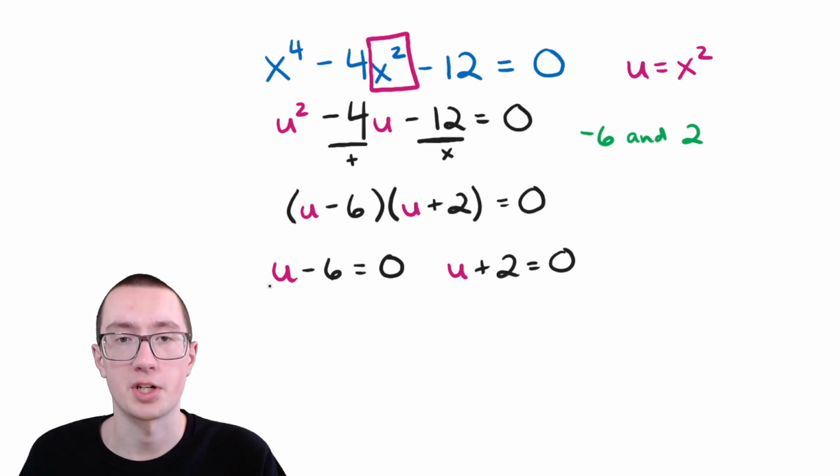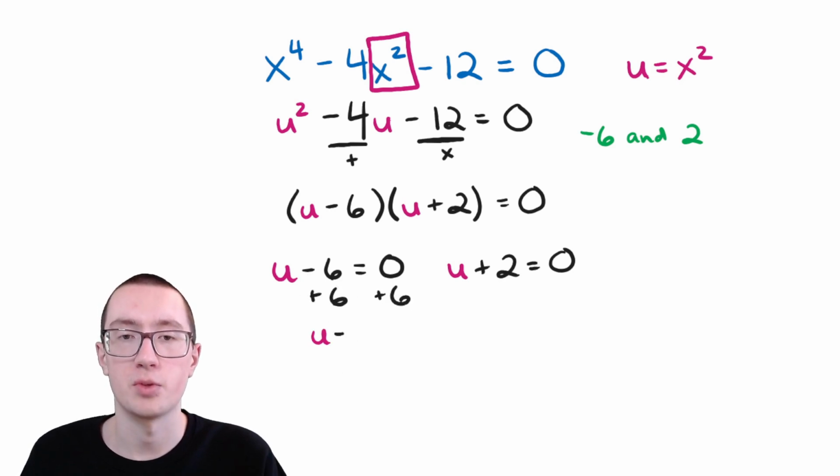So on this side, we're going to have u minus 6. We need to do the opposite of minus, which is plus, to get u by itself. And we'll just be left with u equals 0 plus 6, which is 6. And now we do the same thing over here, but we have a plus 2. We have to do the opposite of plus, which is minus. So we'll subtract 2 from both sides. These cancel, and we'll just be left with u equals 0 minus 2, which is minus 2.